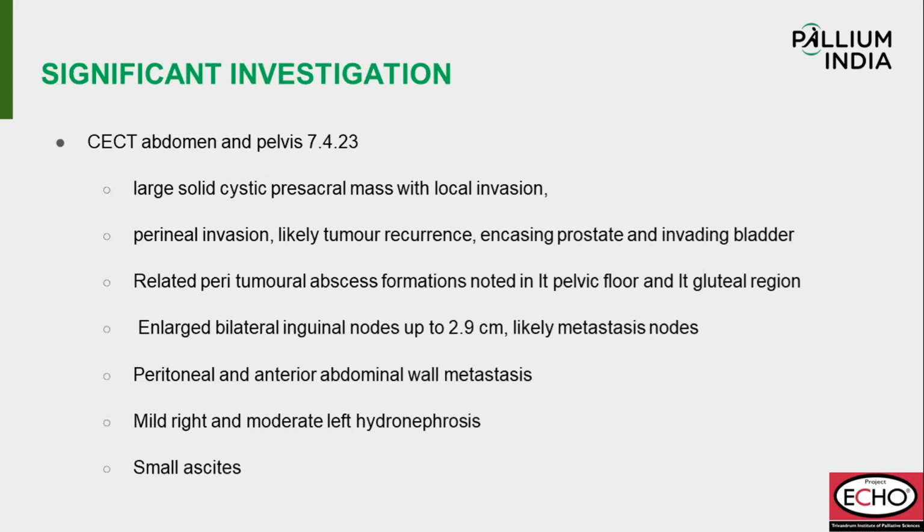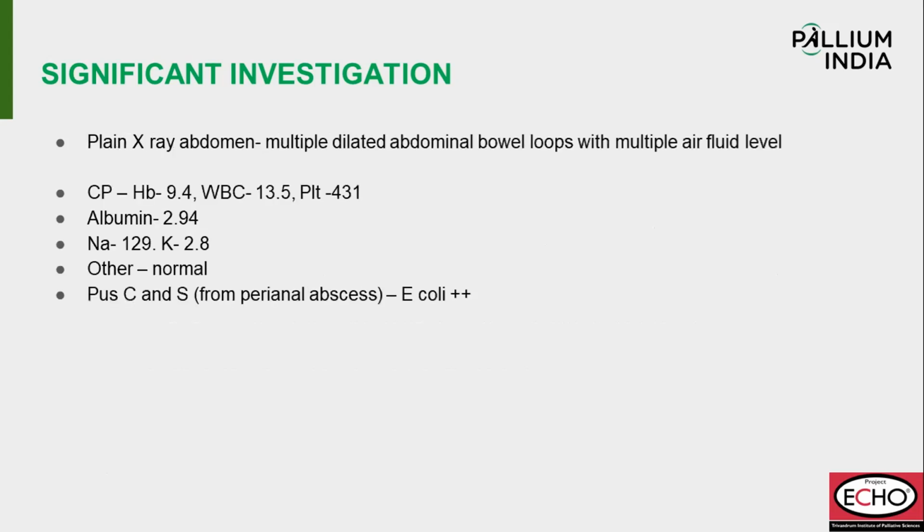On CECT abdomen and pelvis, there was a large solid cystic presacral mass with local invasion and perineal invasion, likely tumor recurrence, encasing the prostate and invading the bladder. Related peritumoral abscess formations were noted in the left pelvic floor and left gluteal region, and large bilateral inguinal nodes up to 2.9 centimeters, likely metastatic nodes. Peritoneal metastasis, anterior abdominal wall metastasis, mild to moderate left hydronephrosis, and small ascites were seen. Next slide, please.